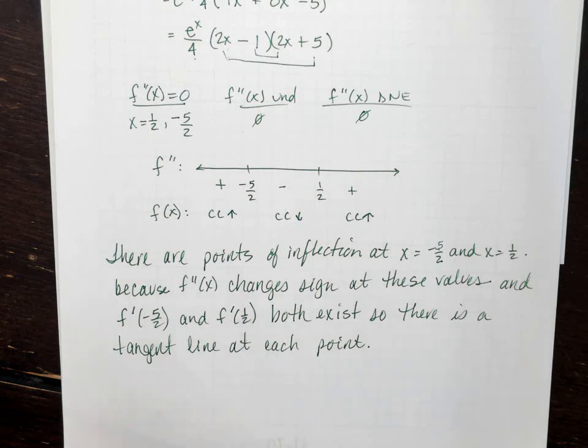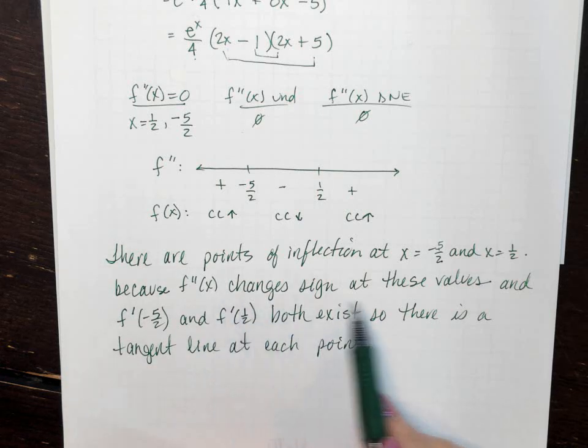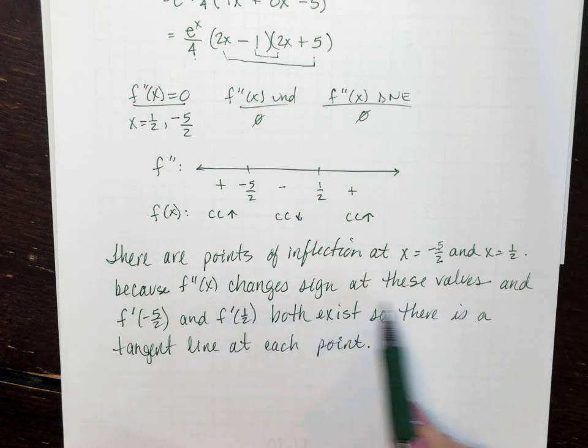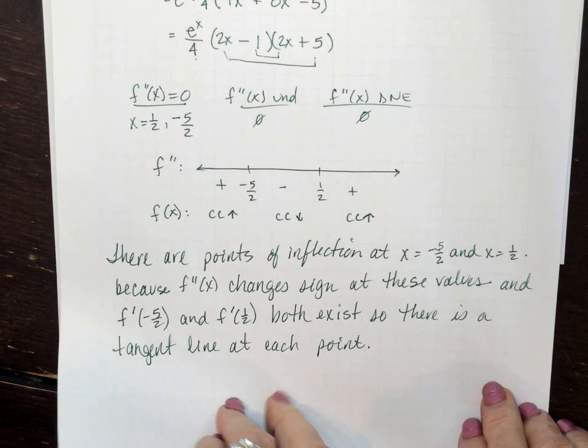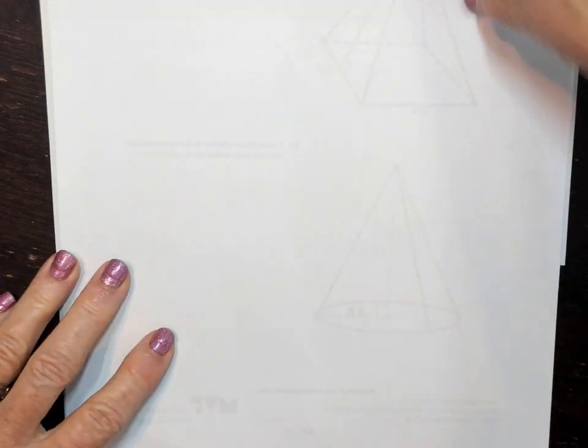And that's it. If you wanted to put another sentence or a phrase in there that says, since f double prime changes sign, that means that f is changing from concave up to concave down, that's fine, but it's perfectly acceptable just to say this. All right. Moving on to part C.